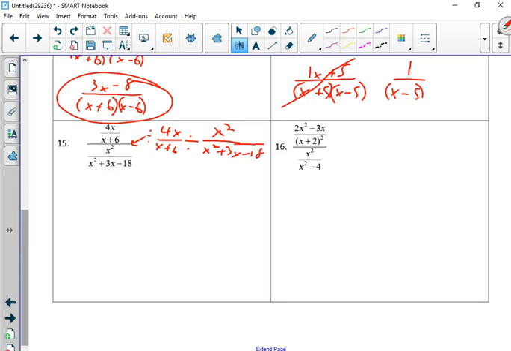But if I know this means divide, I know I'm just going to change the multiplication, so I could go right to this. 4x over x plus 6 times, and just go right to the flipping. X squared plus 3x minus 18 over x squared. It's up to you. Some of you might go right to factoring this also. So this is going to become x plus 6, x minus 3.